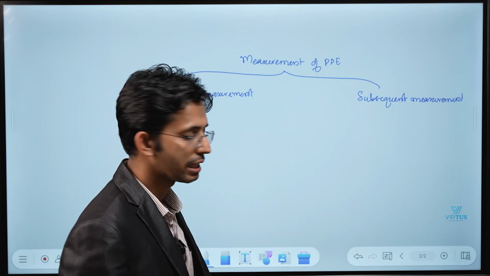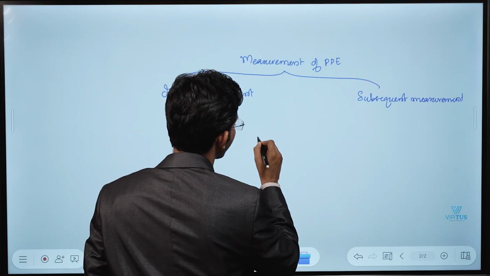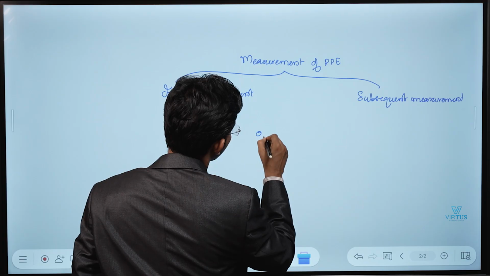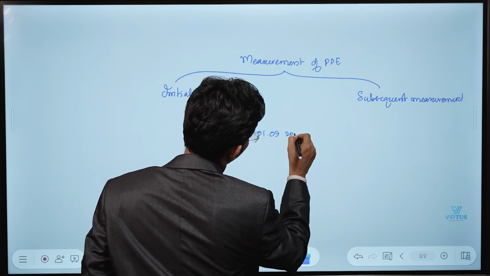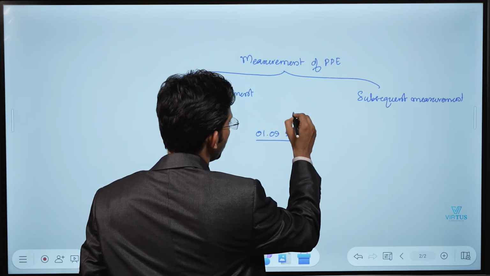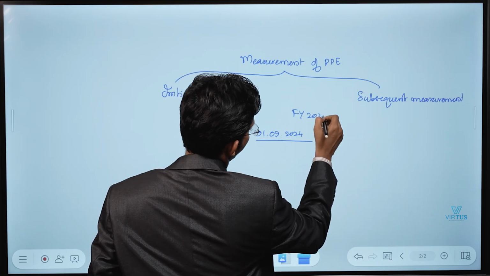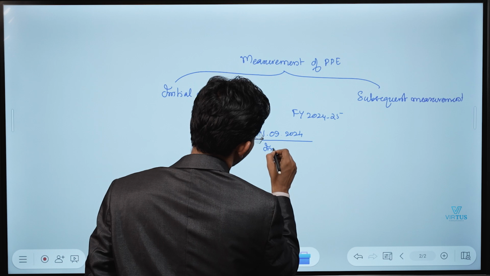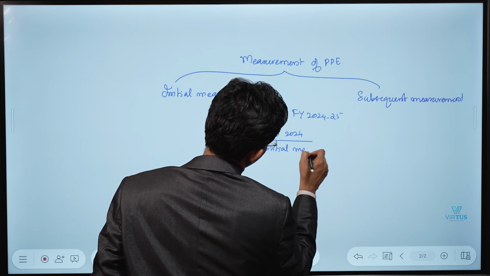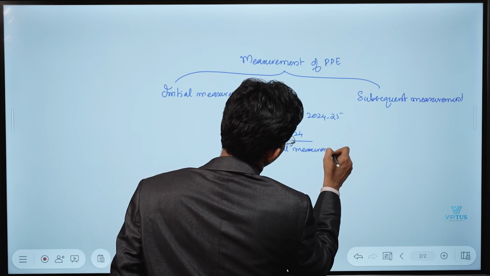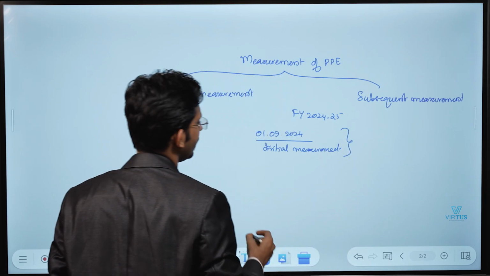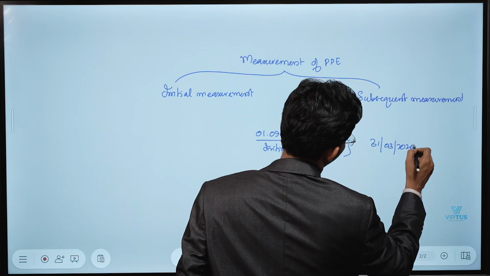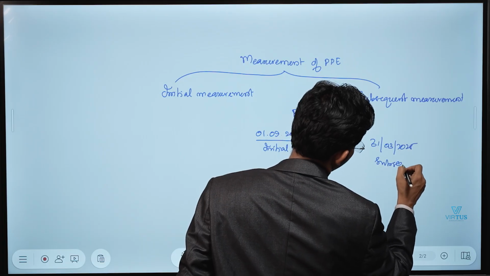Say for example, if a building is recognized as property, plant or equipment on, let's say, 1st of September 2024, for the financial year 24-25, then on 1st September it is the initial measurement. Now subsequent measurement will be at the year end, which will be 31st March 2025. This will be the subsequent measurement.